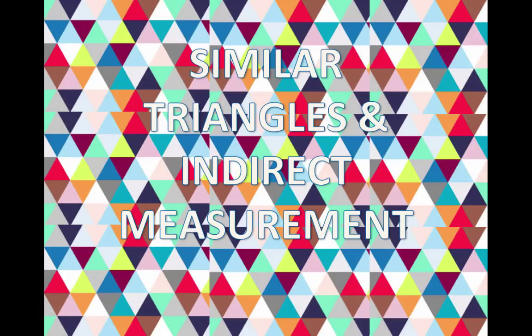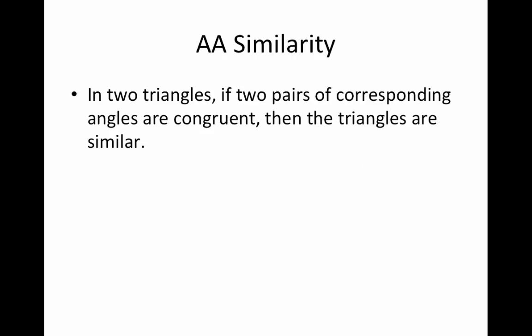Similar triangles and indirect measurement. Remember back in the day we worked with triangle congruency shortcuts. Some of those shortcuts were side, side, side, side, angle, side, angle, and angle, angle, side. If we knew that those corresponding sides or corresponding angles were equal, then those two triangles were congruent.